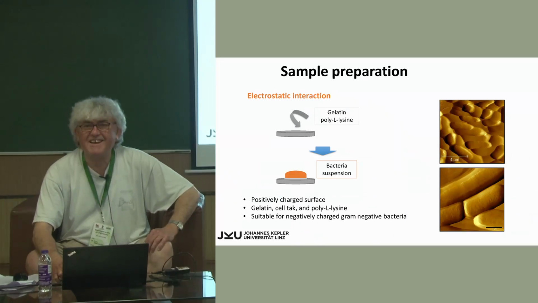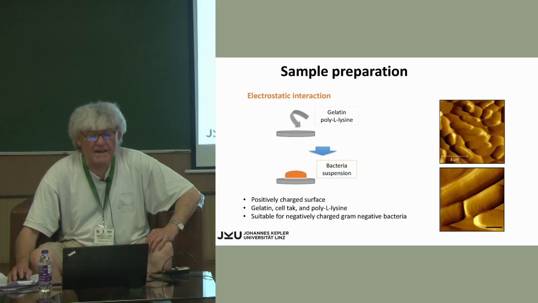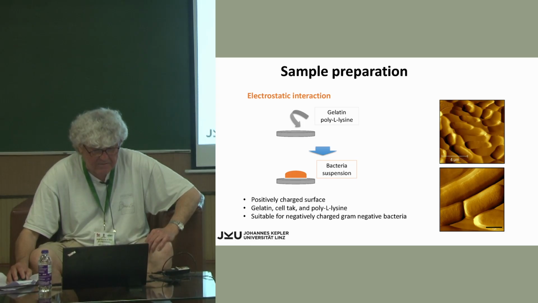Sample preparation was also discussed yesterday. There are different methods if bacteria are not adherent. So gelatin, for instance, Cell-Tak, polylysine. It depends on the charge of the bacteria, of course. So mica, for instance, or glass is kind of negatively charged, but then you can also provide gelatin, Cell-Tak, polylysine.